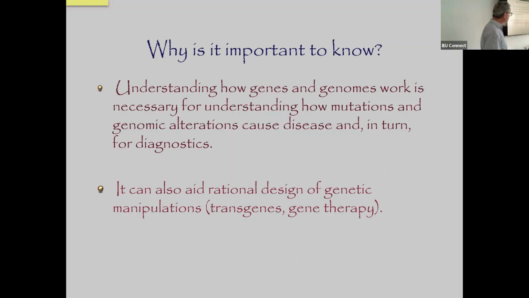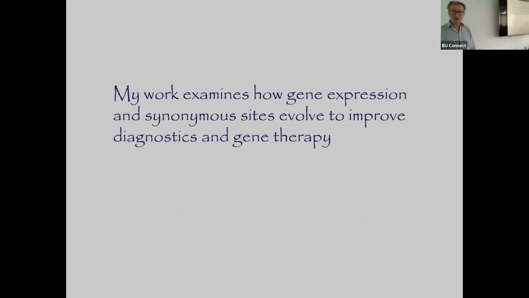The other reason is that if we want to go for therapeutics and make better genes for gene therapy, for example, make better transgenes, then we better understand exactly what's going on. And it's partly because of this. Within gene therapy, when we're making transgenes, we can't change the protein, but we can change the synonymous sites. Now, at first sight, that's going to be irrelevant for what I'm going to show you today. It is anything but irrelevant. So what a lot of my work does is examine both gene expression evolution and synonymous sites and how they evolve to improve both diagnostics and gene therapy.